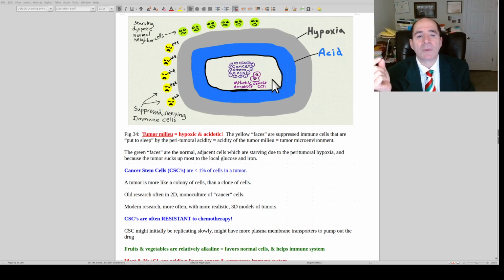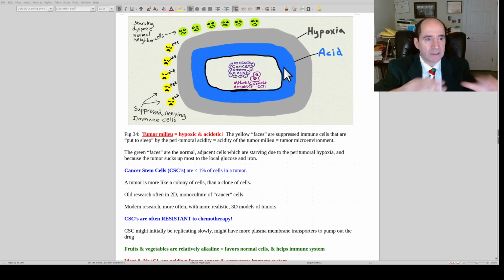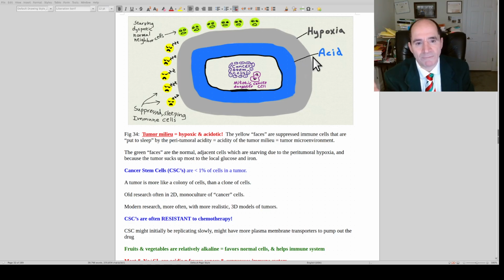All right. Well, anyways, around the cancer cell, there is the tumor microenvironment, or the tumor milieu, and I said it's like a moat around a castle for defense. And all that acid prevents the immune system from being able to come in and kill the cancer cell. Okay, and the surrounding hypoxia, lack of oxygen, prevents the surrounding cells from growing. So this is how cancer basically kicks ass on all the cells around it. All right, and this is called the hypoxic acidotic tumor milieu or tumor microenvironment.